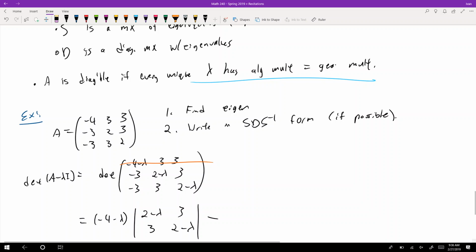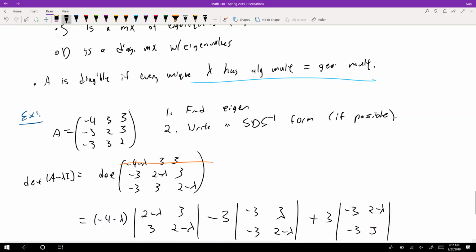minus, remember the second term is always a minus, 3, this is like your standard cross product stuff here, or you can use negative 1 raised to the power. Negative 3, 3, negative 3, 2 minus lambda, and then plus 3 times negative 3, 2 minus lambda, negative 3, 3.